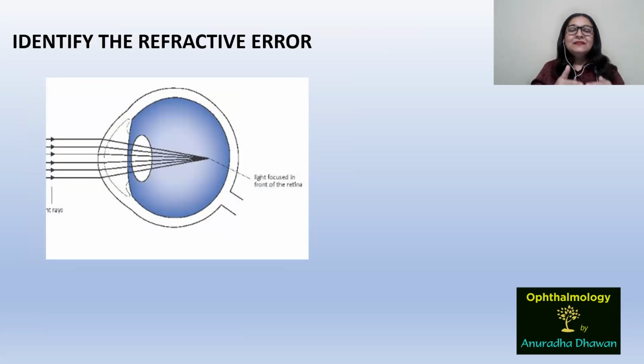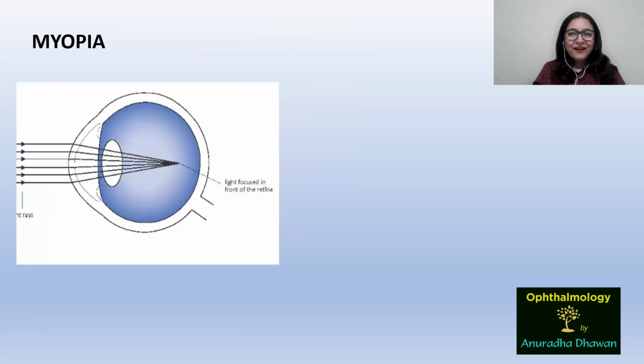Now, when the light rays get focused in front of the retina, that type of refractive error is known as myopia. Myopia. Okay. So here the light rays are focusing in front of retina.